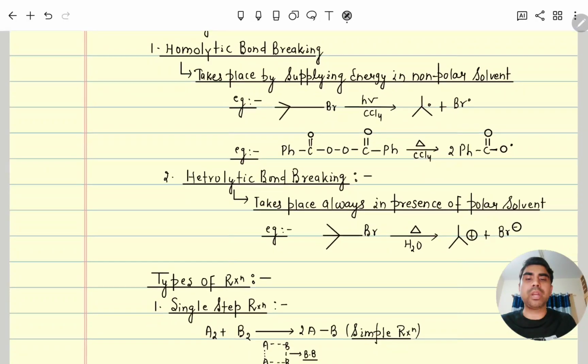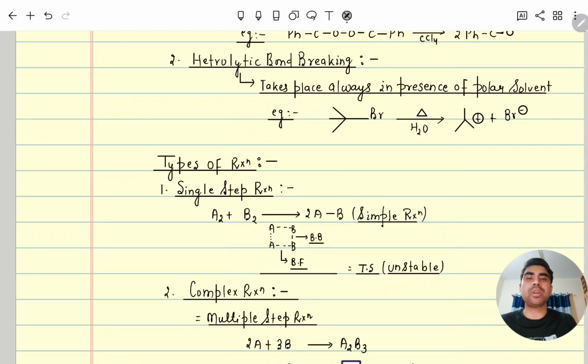Another is heterolytic bond cleavage. Heterolytic bond cleavage always occurs in polar solvent, and all bond breakings are endothermic, so we give sufficient heat. Since bromine is more electronegative, the carbon's electrons also shift towards bromine, and carbon becomes positive, electron deficient. So this is heterolytic bond breaking, in which positive and negative charges appear.